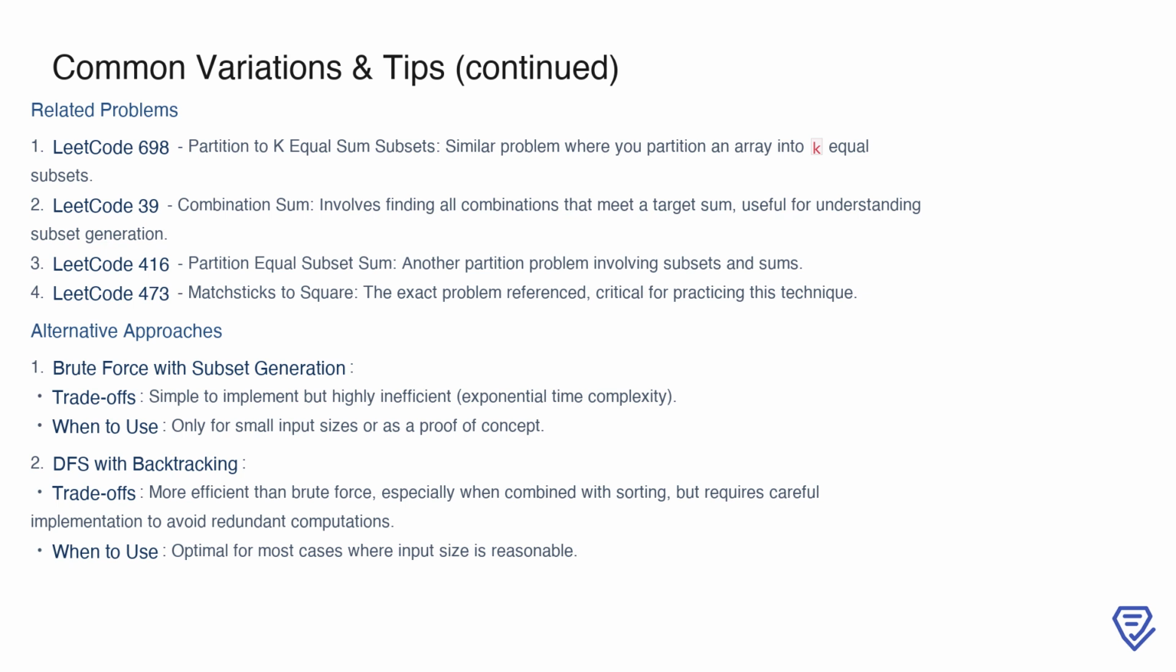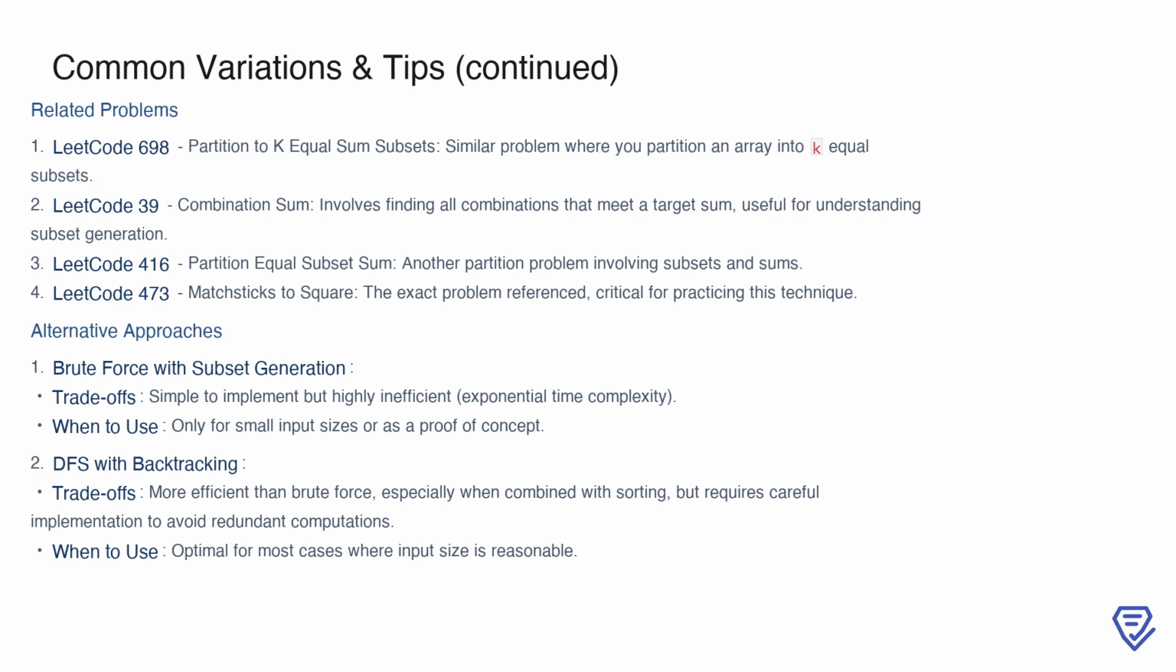Exploring related problems can provide a deeper understanding of the techniques needed for matchsticks to square. For example, LeetCode 698, partition to k equal sum subsets, involves partitioning an array into k subsets with equal sums, which is conceptually similar. LeetCode 39, combination sum, focuses on finding all combinations that meet a target sum, offering insights into subset generation. LeetCode 416, partition equal subset sum, is another related problem involving partitions and sums. Of course, LeetCode 473, the matchsticks to square problem itself, is the best practice for mastering this specific technique.